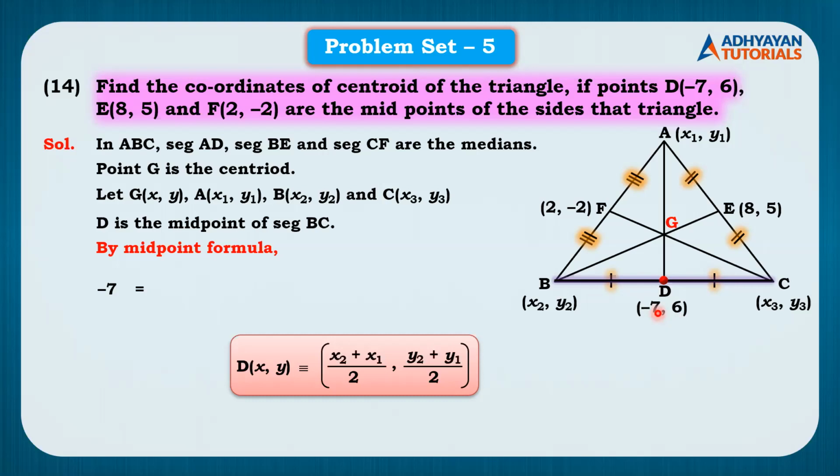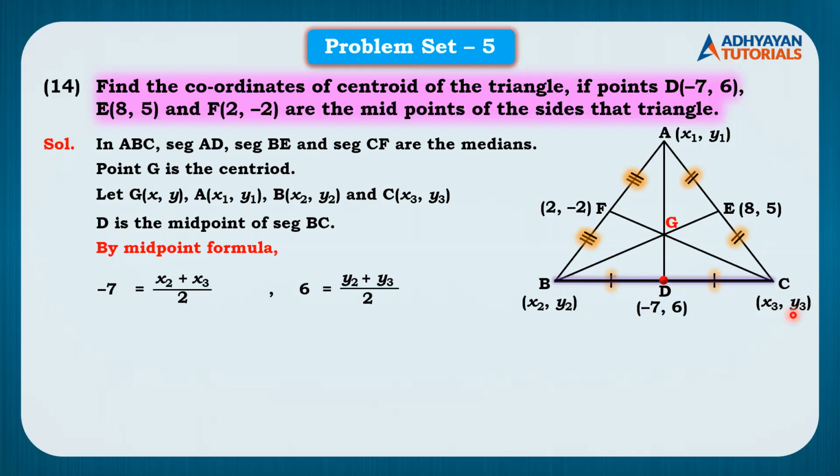Like in the previous sum, if the coordinates of the centroid are known, we take the formula of x separate, the formula of y separate. In the same way, if the coordinates of the midpoint are known, we'll take the formula for x separate and y separate. So -7 is equal to x2 plus x3 upon 2, comma, y, meaning 6, is equal to y2 plus y3 upon 2.